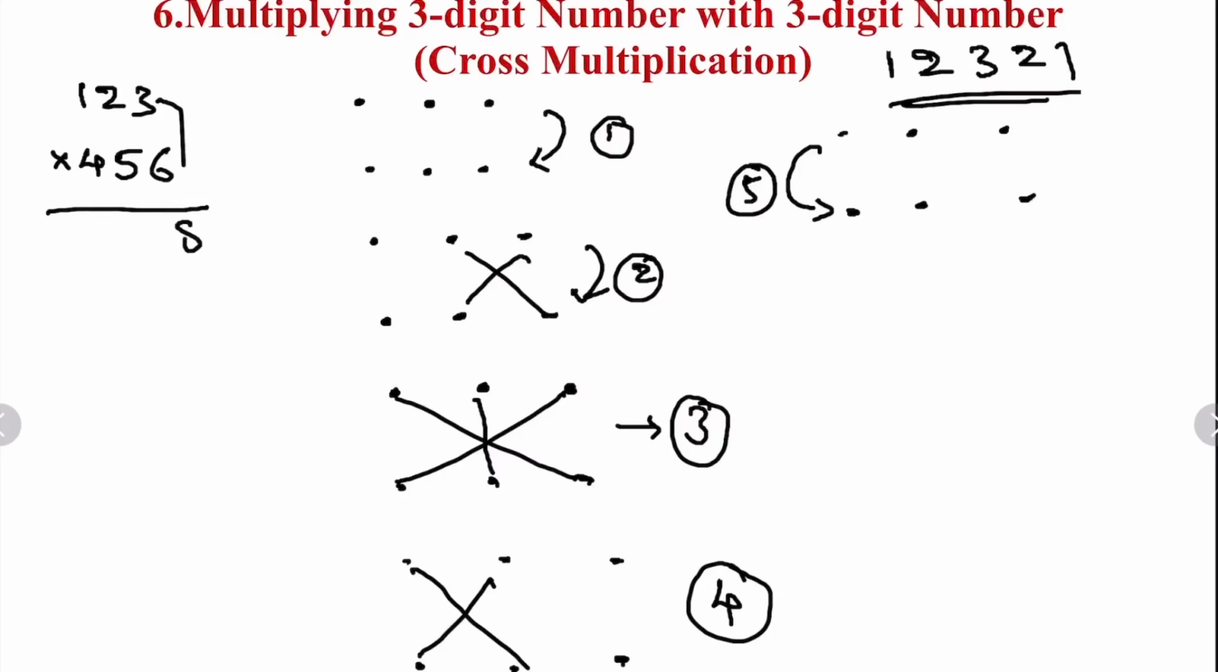6 3s are 18, 1 carry forward. 6 into 2, 12, 5 into 3, 15, 12 plus 15, 27, 28, 2. 6 1s are 6, 4 3s are 12, 12 plus 6, 18, plus 10, 28, plus 2, 30. 5 into 1, 5, 4 into 2, 8, 13, 13 plus 3, 16, 1 carry forward. 4 into 1, 4 plus 1. 56088.